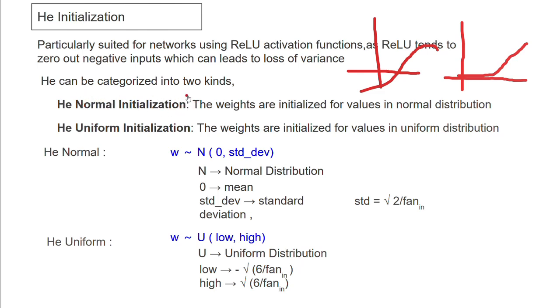Okay, and then here there are two kinds, He normal and He uniform, with the same idea. The only thing is the formula is different. Square root of 2 divided by fan in for normal, and for uniform, square root of 6 divided by fan in.